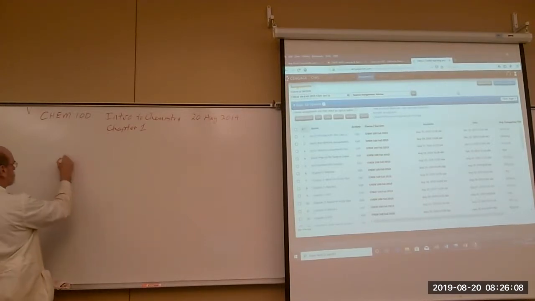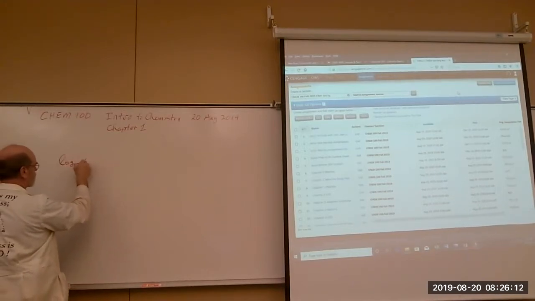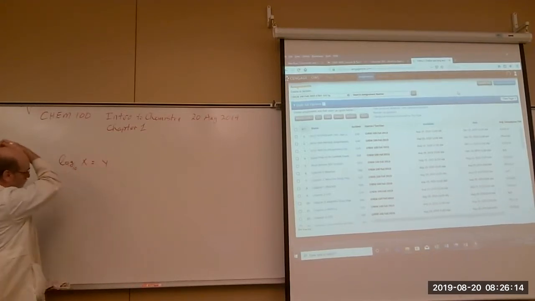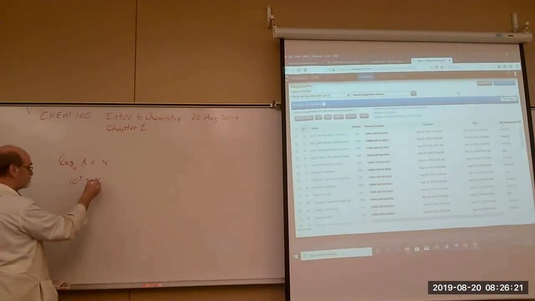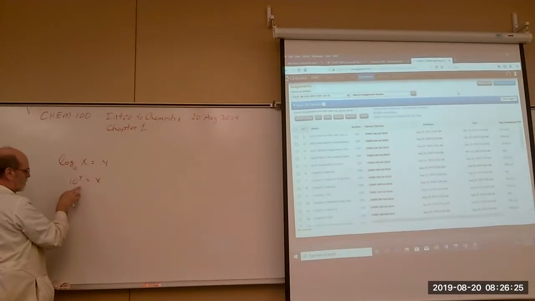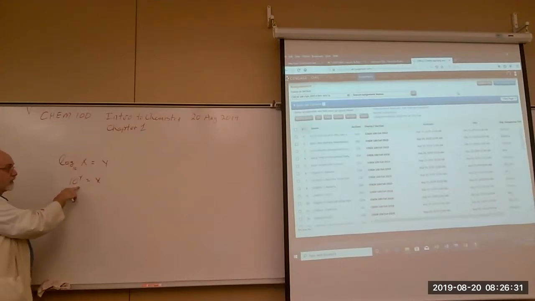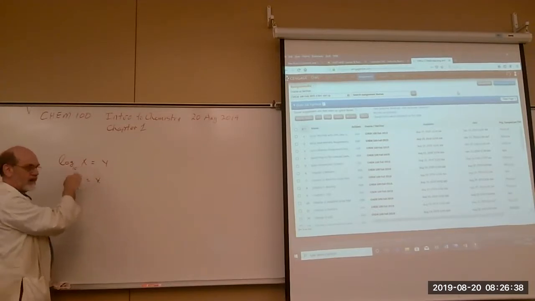Definition of logs, and it's understood to be base 10. Log of x equals y. Okay, what that means is 10 to the y equals x, right? So this is the log of x. This would be the anti-log. If you know the log, you want to find what x is, then on your calculator, you take that value in as the power of 10, and that gives you what x is.